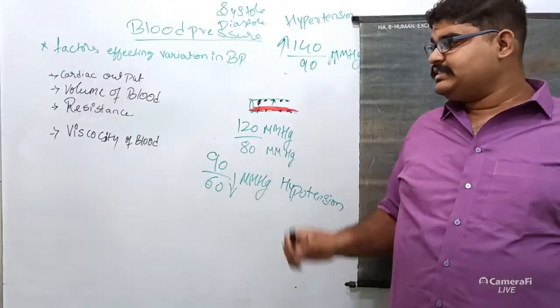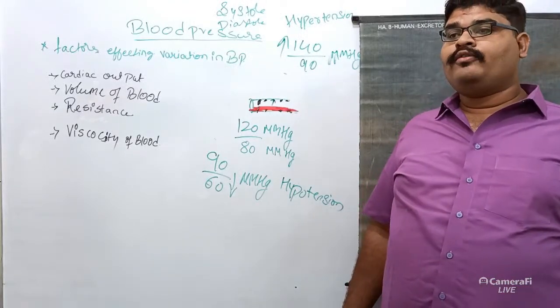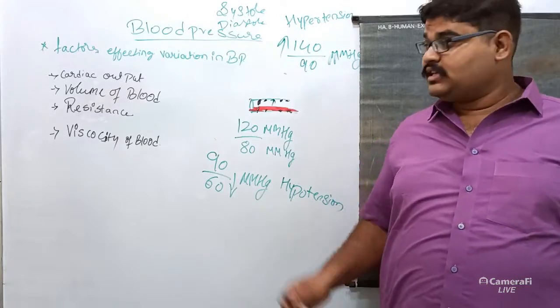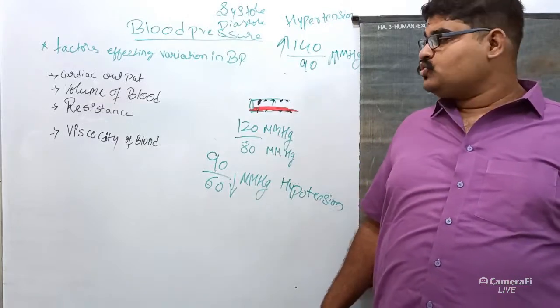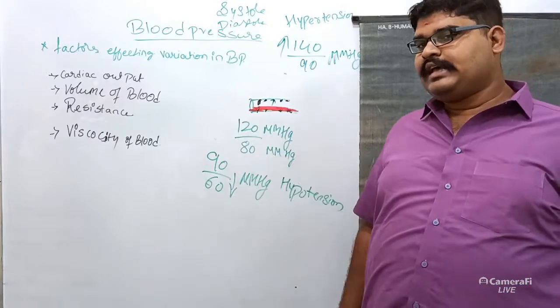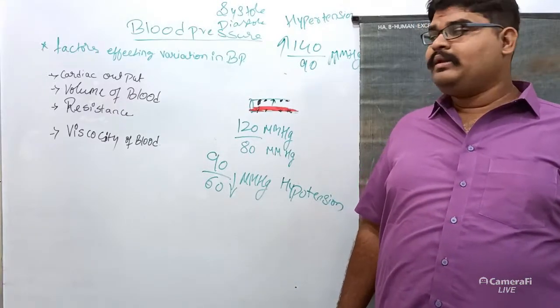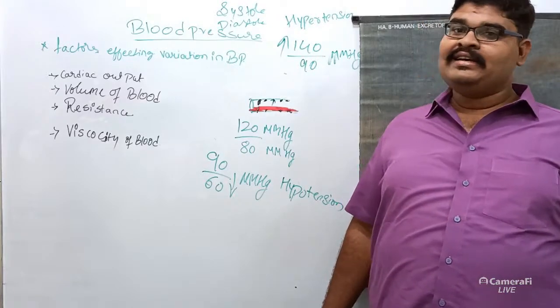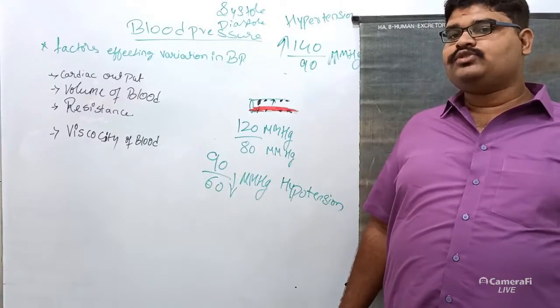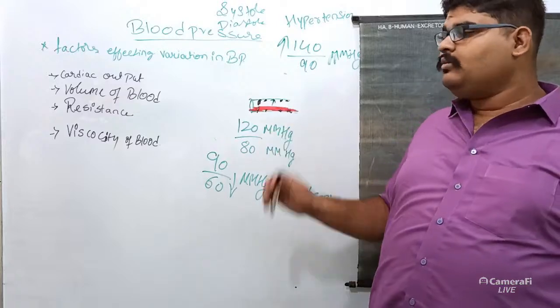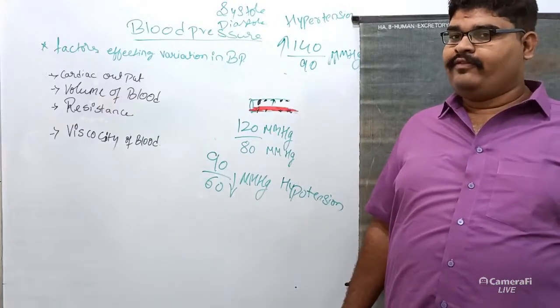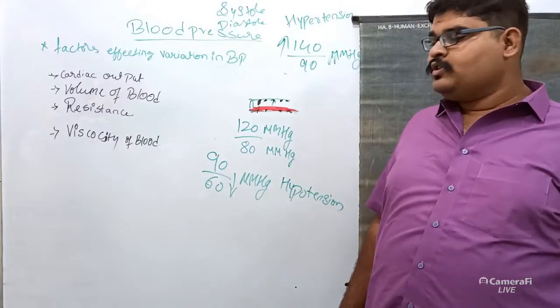So if the blood contains too much cholesterol, excess fats or trans fats, what happens? The blood becomes slightly thick. When blood becomes slightly thick, it is going to affect the blood pressure.